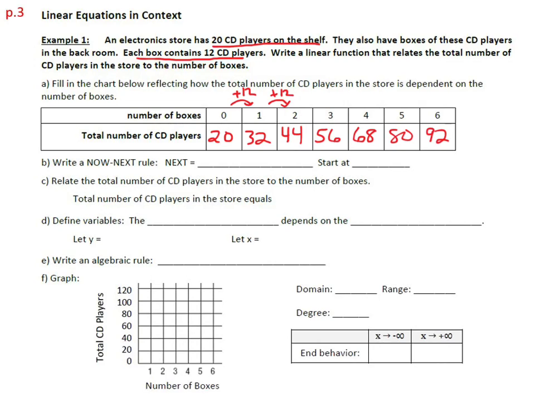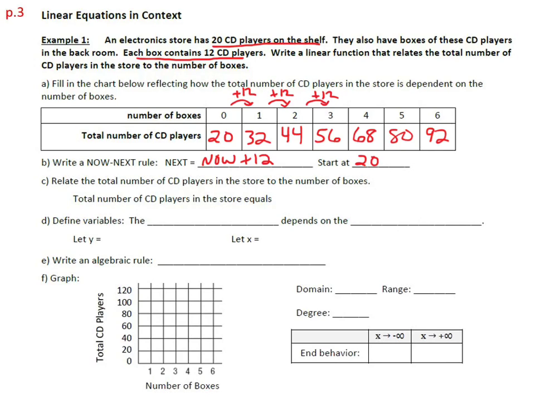So looking at this, we want to write our now next rule. And we can see that wherever we are now with each additional box, we're going to be adding 12 CDs. So that means we're going to say our next is equal to where we are now plus the 12 CDs in each box. But we want to start with the 20 CD players that are already out on the shelf.